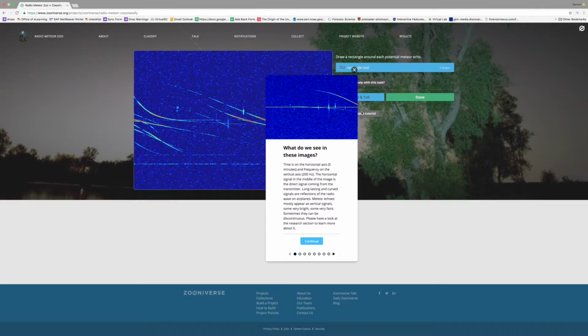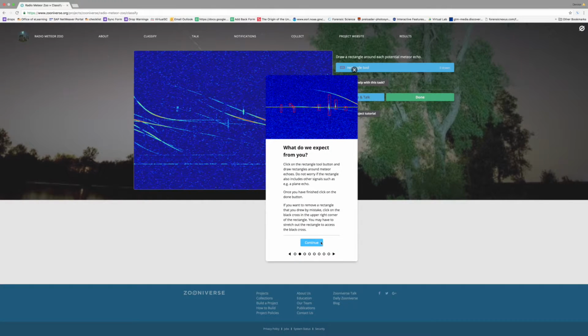What do we see in these images? Time is on the horizontal axis, frequency is on the vertical axis. The horizontal signal in the middle of the image is the direct signal coming from the transmitter. Long-lasting and curved signals are reflections of the radio waves on airplanes. Meteor echoes mostly appear as vertical signals, some very bright, some very faint. Sometimes they can be discontinuous. Please have a look at the research section to learn more about it.